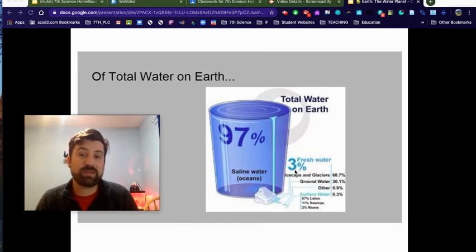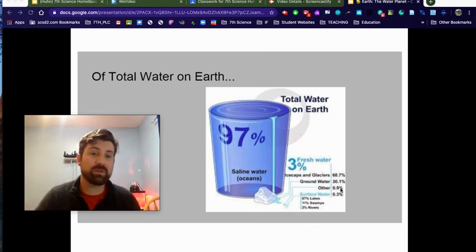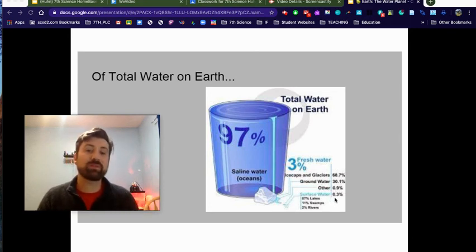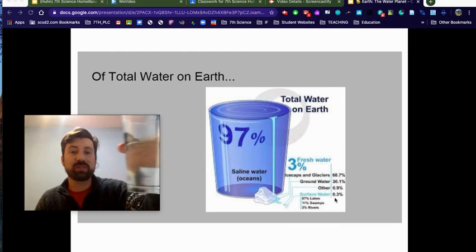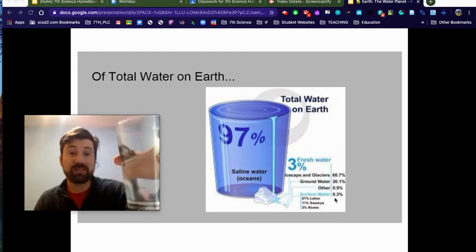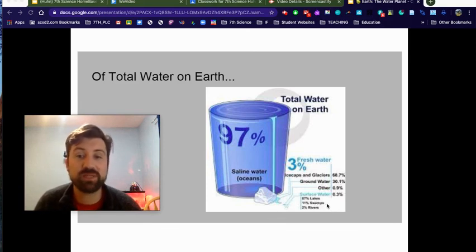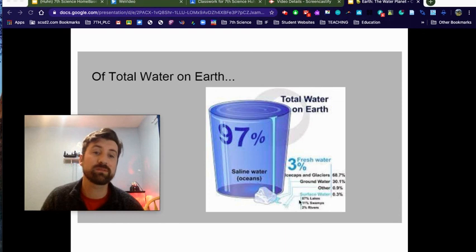Of the 3% of the fresh water that's left, 68.7% is in ice caps and glaciers. 30% more, which is the smaller amount that we couldn't get to, is found in groundwater. There's other, which are some other sources of water like living things. Surface water is only 0.3%. There's only 0.3% of Earth's water that we can get to on the surface. And of that, 87% is in lakes, 11% in swamps, only 2% in rivers.